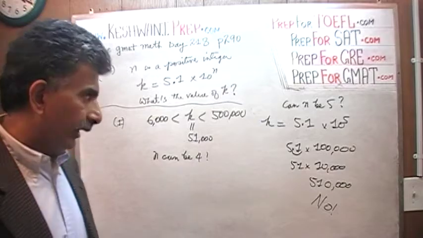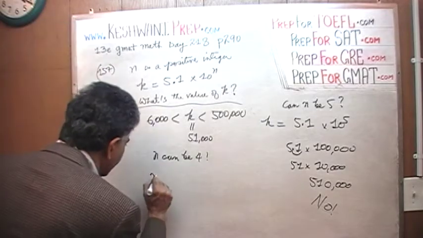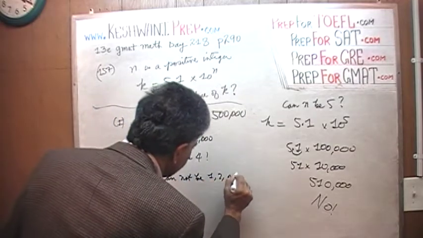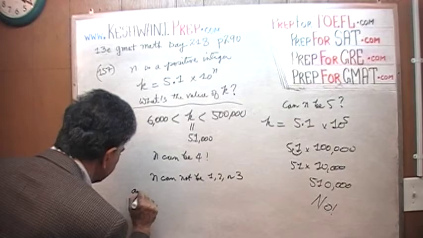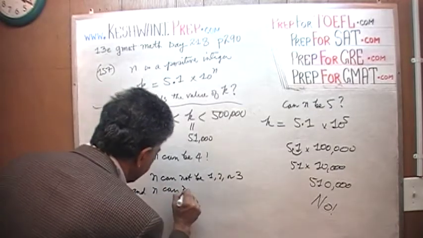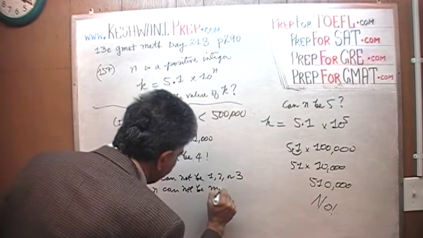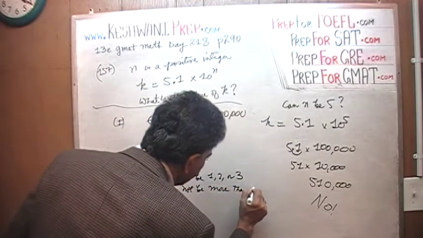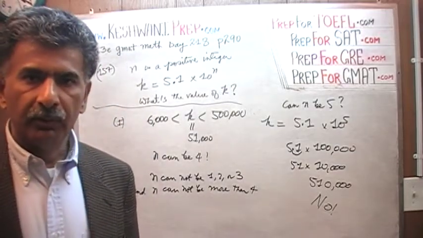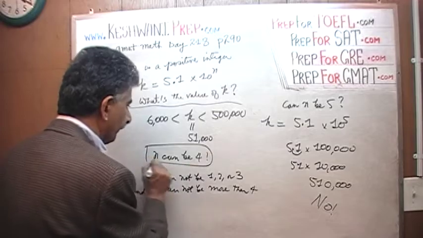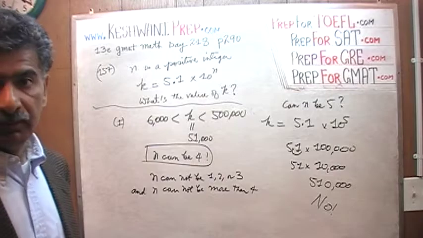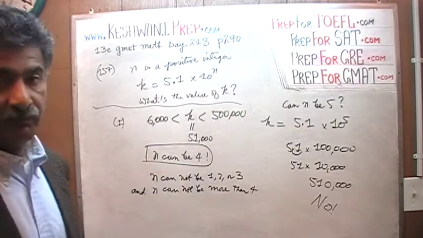So there you have it. N cannot be 1, 2, or 3. And n cannot be more than 4. Well, if it cannot be more than 4 and cannot be 1, 2, 3, it has to be 4. It has to be 4, and if n is 4, k equals 51,000. The question was, what's the value of k? The value of k is 51,000.